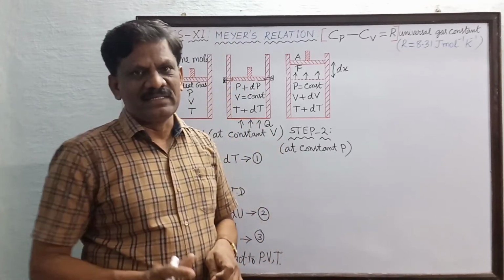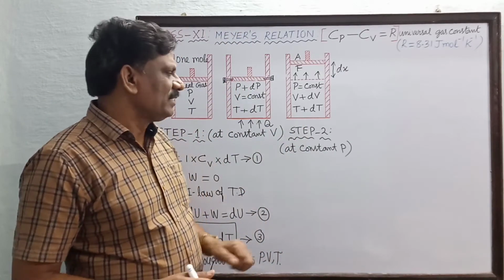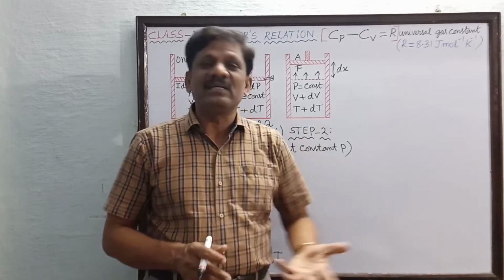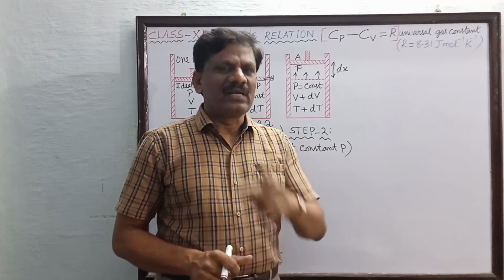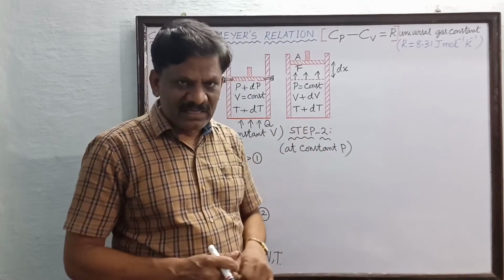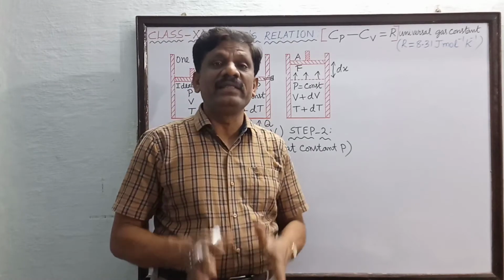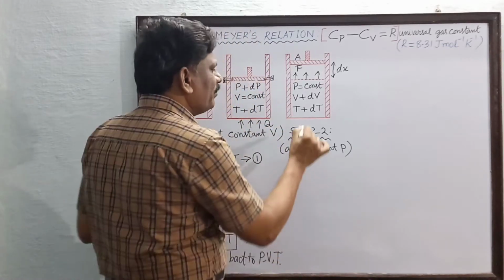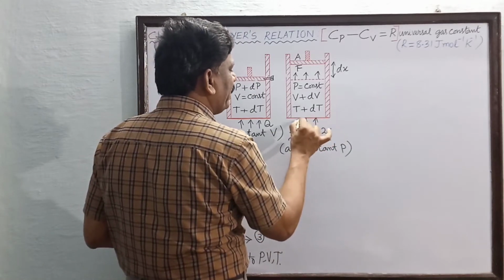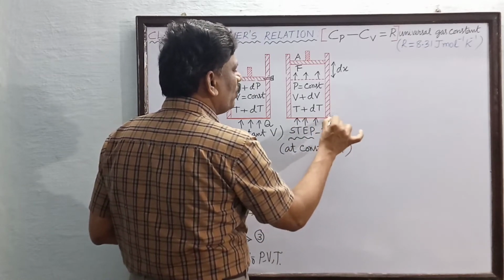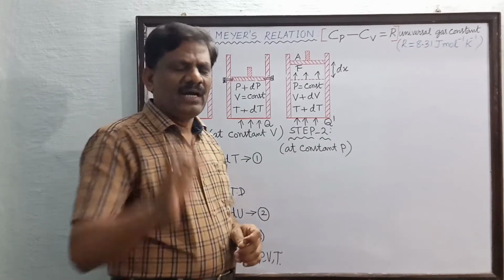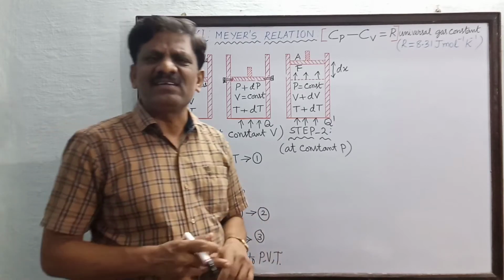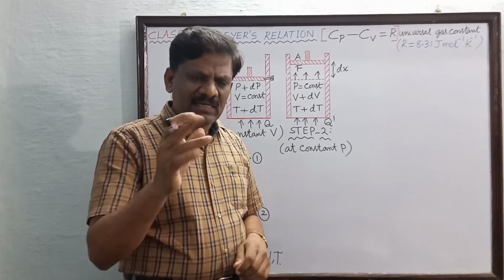So, my dear students, in the second step, since the pressure is kept constant and the volume is allowed to expand, for the same rise in temperature dT, we have to supply the quantity of heat more than Q. So I will take the symbol here. The quantity of heat supplied in the second step is Q dash. Okay, how do I perform this?